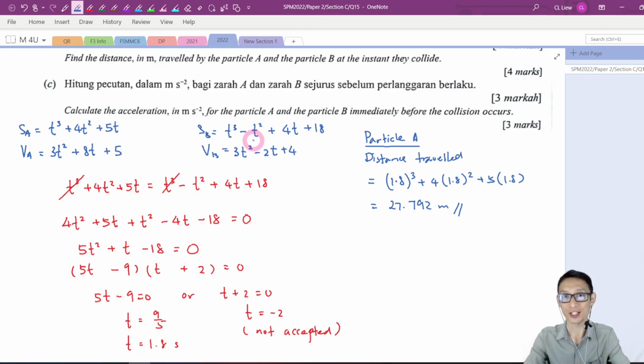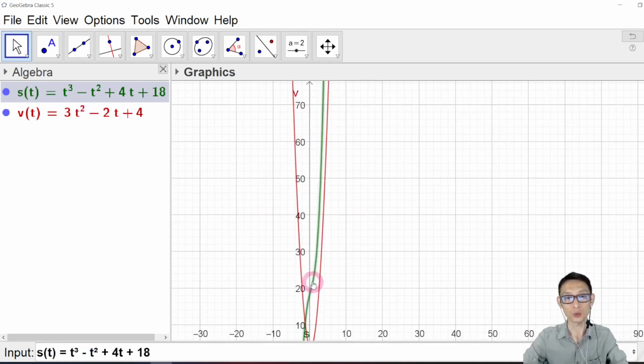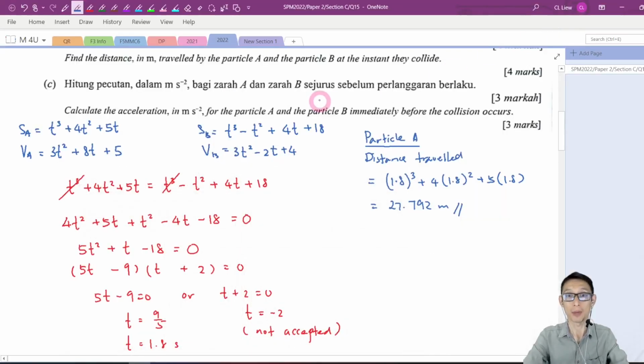So let me sketch a graph for you. Okay, now look at the velocity function. You see the graph will not touch the horizontal axis, and we know that the particle will not turn back. Look at the green color graph, which is the displacement function. The particle will just keep going to the right, will not turn back. Okay, but you need to be more careful when you want to find the distance travelled for particle B.